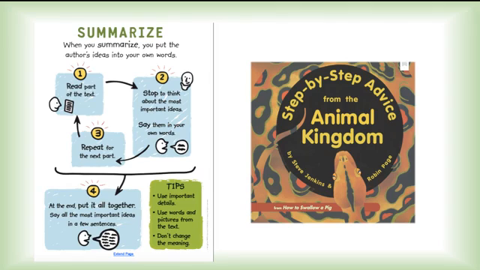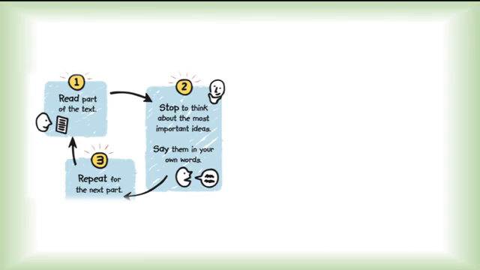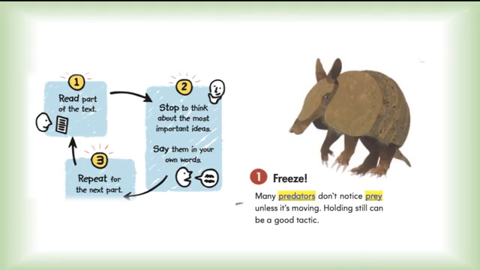First, we're going to focus on the top part of that anchor chart, where we're going to read a little part, stop to think about the most important ideas, say them in our own words, and then repeat for the next little section. So I'm on page 84, How to Defend Yourself Like an Armadillo. And step number 1 says, freeze. Many predators don't notice prey unless it's moving. Holding still can be a good tactic.